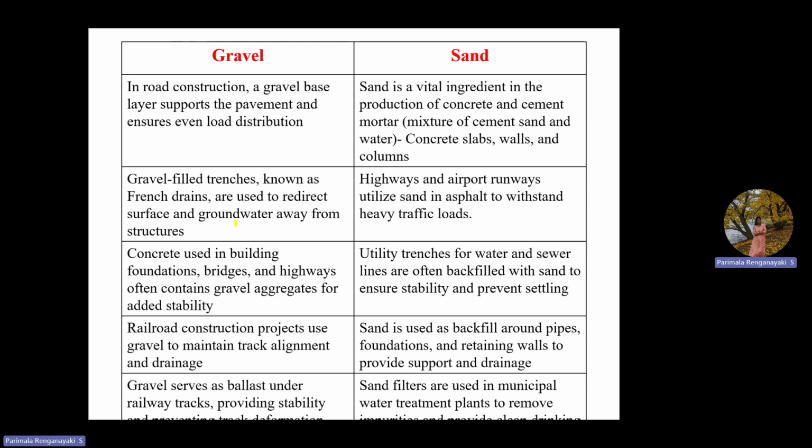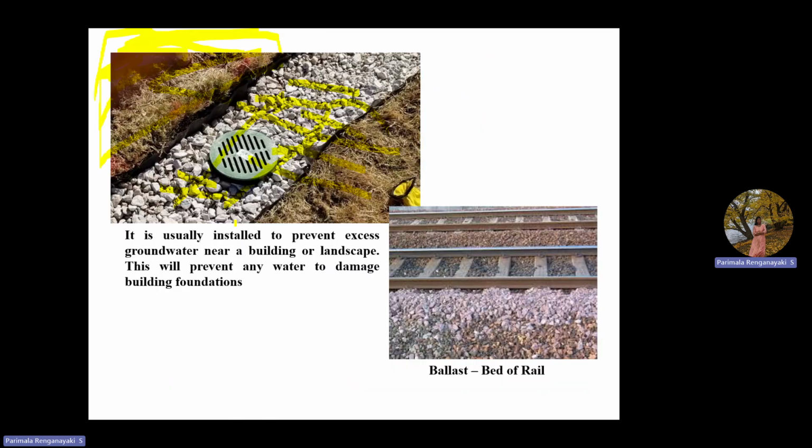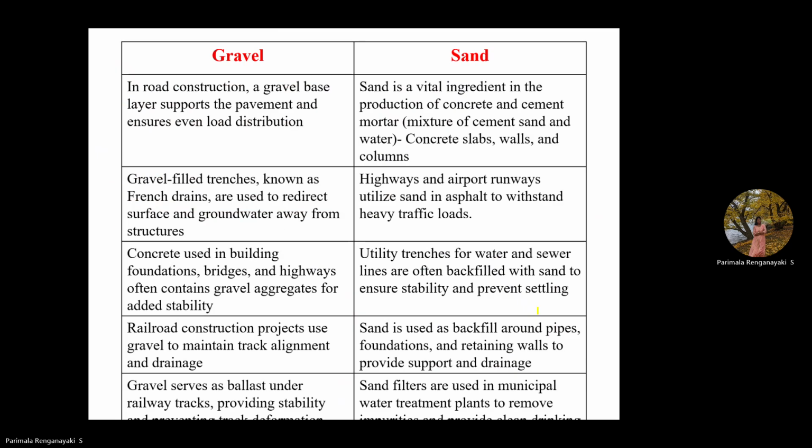Then, railroad construction projects use gravel to maintain track alignment and drainage. Here also you see here, and also for the drainage of water. Gravel serves as ballast under railway tracks, providing stability. So it aligns the track and gives stability.